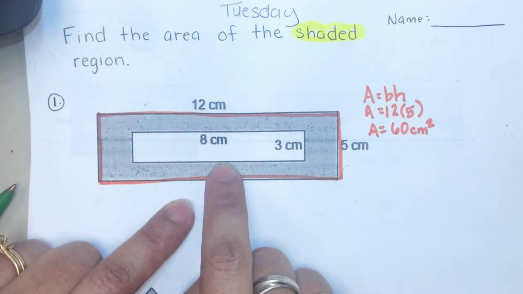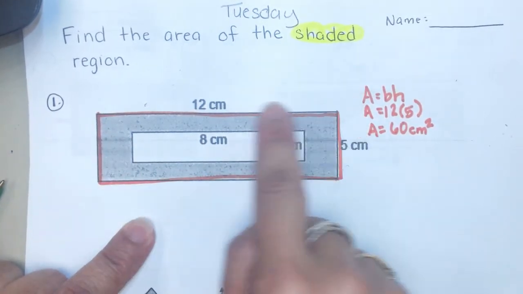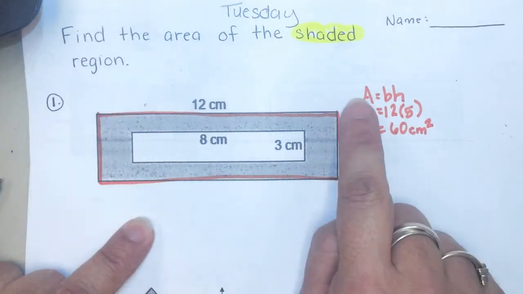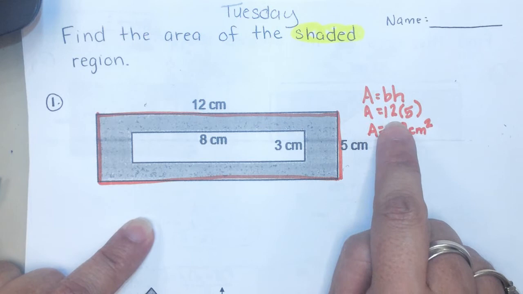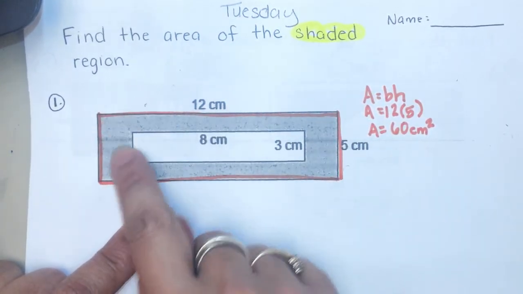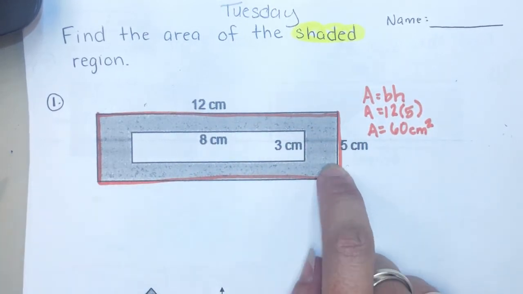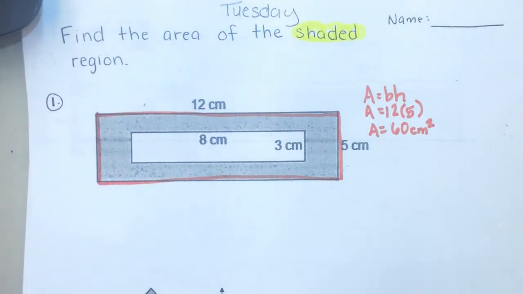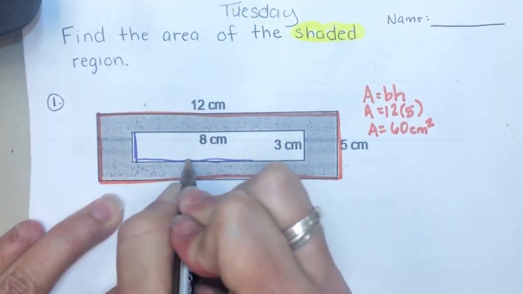We started out by first finding the area of the large rectangle on the outside. We knew it was a rectangle, so we used the formula. We did 12 times 5, and we got 60. That is the area of the whole thing. So now we basically need to take away the area of this middle box.